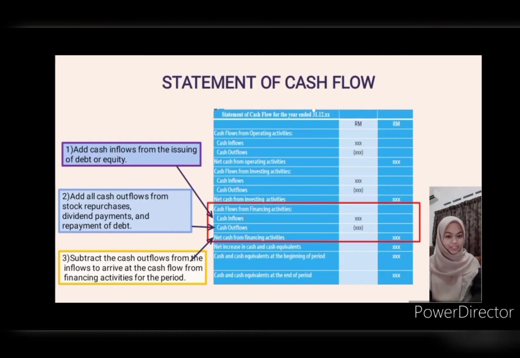Next, statement of cash flow. Now, I will explain to you how to calculate cash flow from financing activities. First, add cash inflow from the issue of debt or equity. Second, add all cash outflow from stock repurchase, dividend payment, and repayment of debt. And last, third, subtract the cash outflow from the inflow to arrive at the cash flow from financing activities for the period. And now, you can get net cash from financing activities.